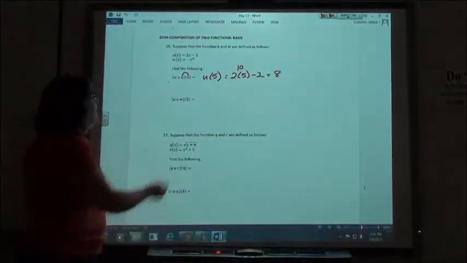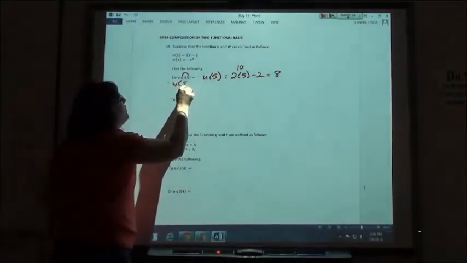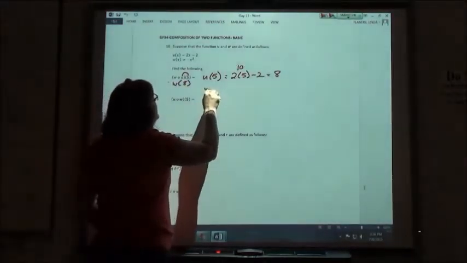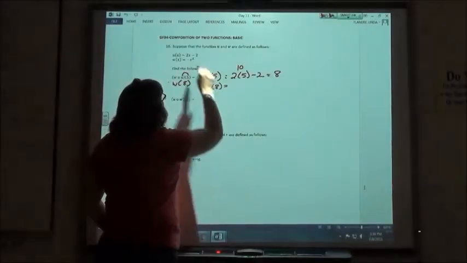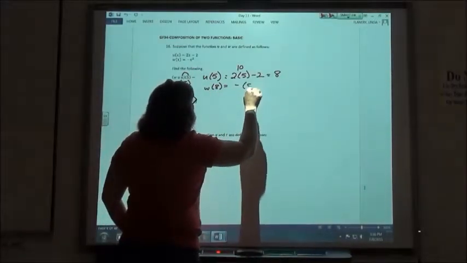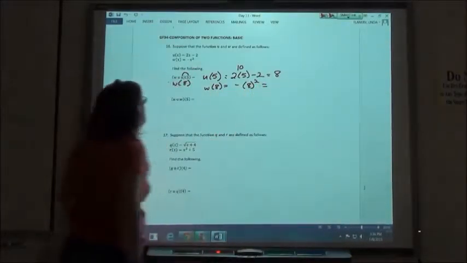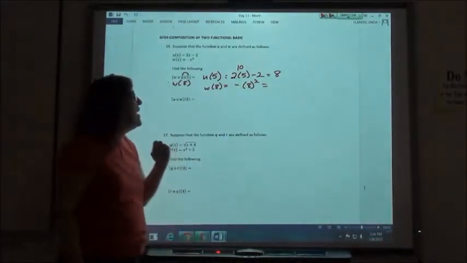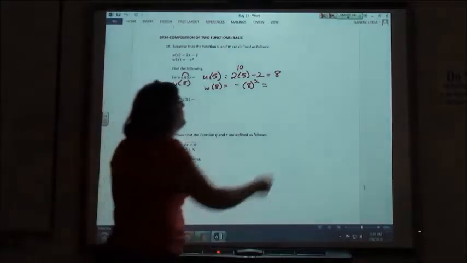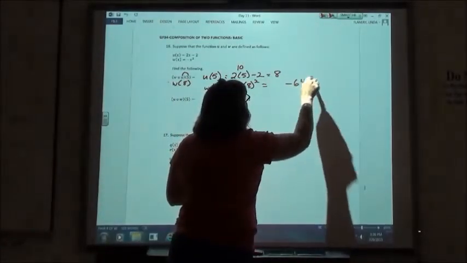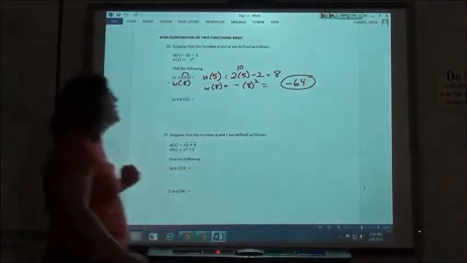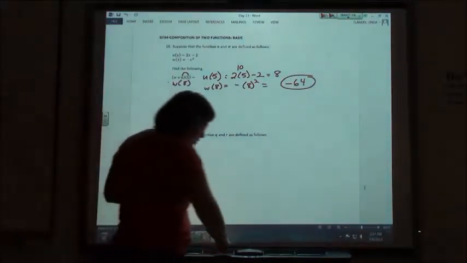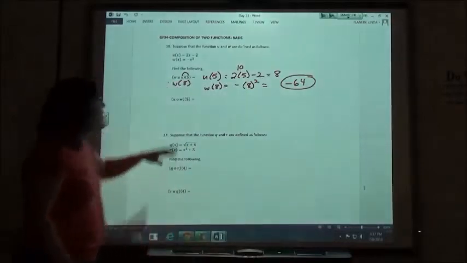Once I get that answer, I'm then going to do w of the 8, which is what I've got for my answer there. So w of 8 says I'm going to take negative 8 squared. Following my order of operations, I've got to square the 8 first and then put the negative on there. 8 squared is 64, so I get negative 64. That's going to be my answer to that question. So I've got to do 2 steps in order to get the answer. Then I do the next one.